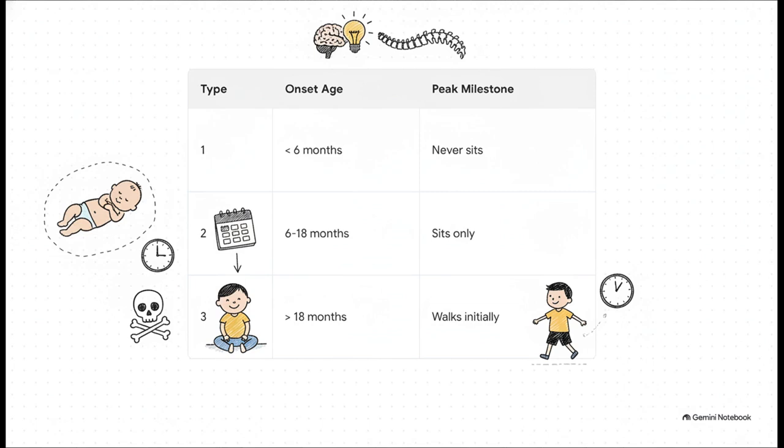And finally, Type 3, or Kugelberg-Welander disease. This presents much later, usually after 18 months, or sometimes even between 5 and 15 years of age. These children will actually walk independently at first, but then they experience progressive weakness later on. If you just ask the right questions about when the symptoms started and what the child can do right now, you can confidently tell the examiner exactly which type you're looking at.